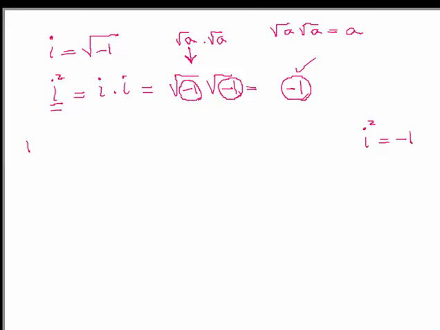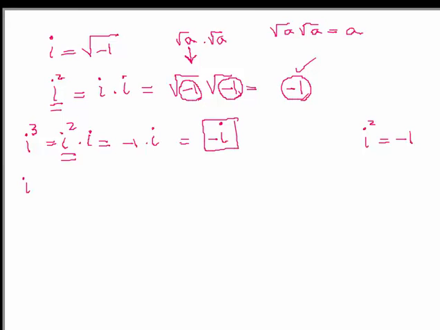Now, what is i to the power of 3? i to the power of 3 would be i to the power of 2 times i. i to the power of 2 is negative 1, times i, so that would be negative i. So you get me so far? This is something you don't need to memorize. As long as you know how to break it down, you can always get to negative i.